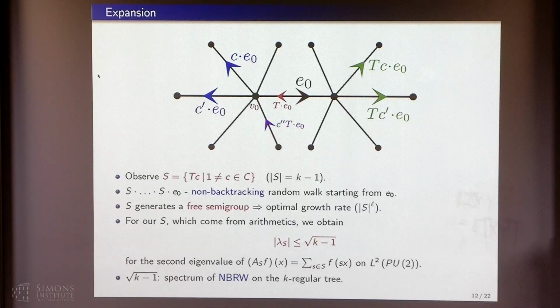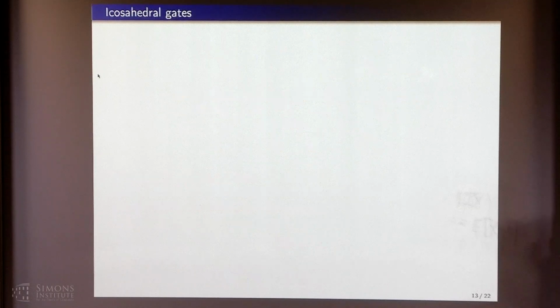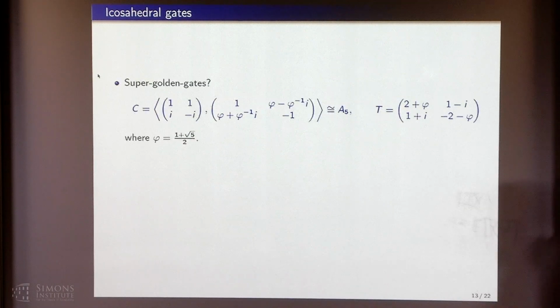And it's also harder to construct than the LPS. I think we can prove that there's only a finite number of such gates. And this is what we think is the best. So this is what Peter called the super golden gate. This is C, a finite group. What?